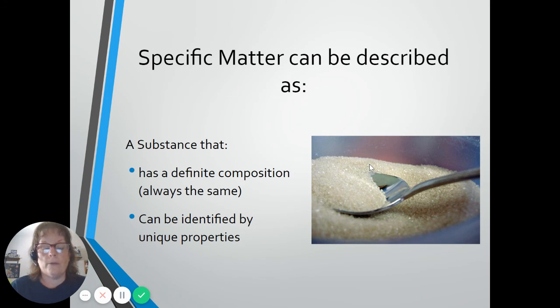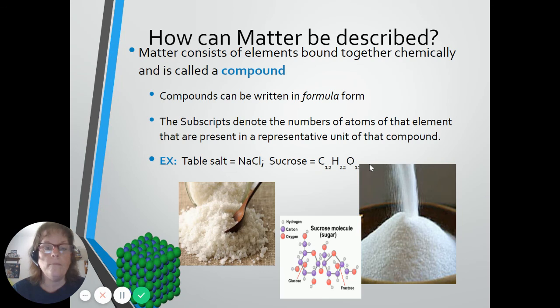All right, specific matter can be described as a substance that always has a definite composition, it's always the same, and it has unique properties. So we can describe matter as consisting of elements, and they are chemically bound together, called compounds. And compounds are going to be written out in a particular formula. Now, if you look under the example, you'll see I have table salt and I have sucrose. And they are written in the element symbols. For example, table salt, the Na means sodium, the Cl means chlorine. Put them together, it's sodium chloride.